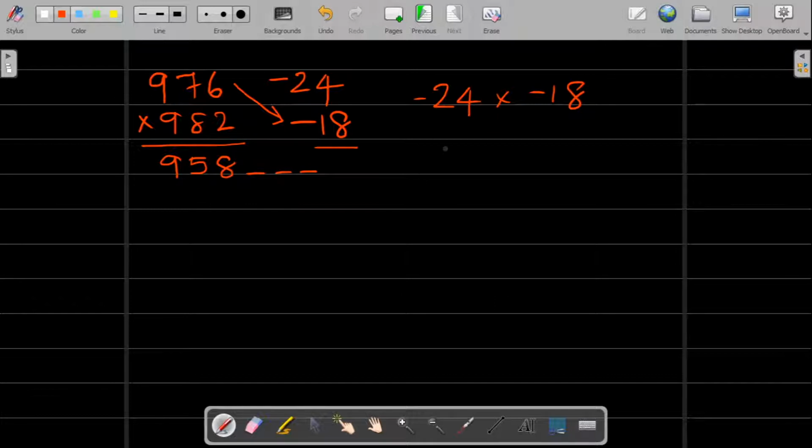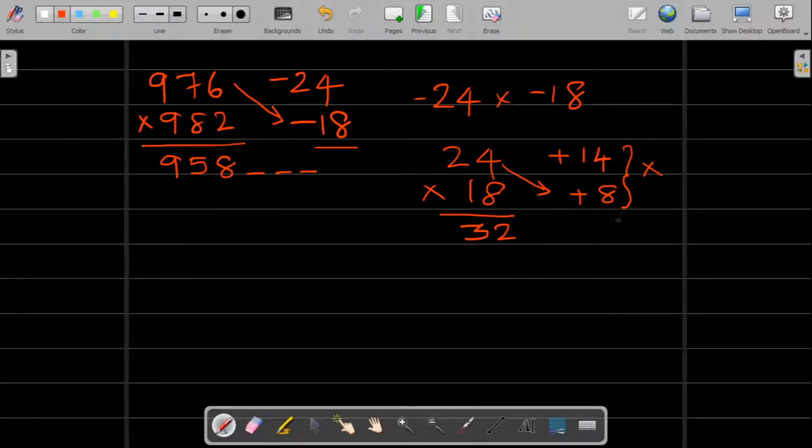Now for this I'll use the same trick. I'll multiply 24 and 18 with base as 10. So this is plus 14 and this is plus 8. So first what I have to do is I have to diagonally add these two. So I get 32. Now I have to multiply 14 and 8.